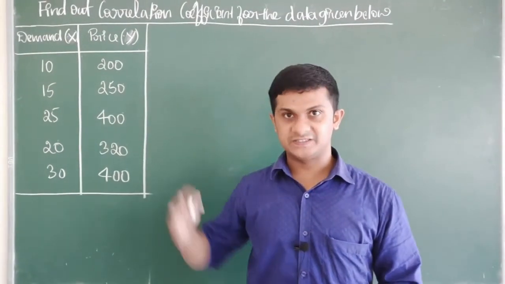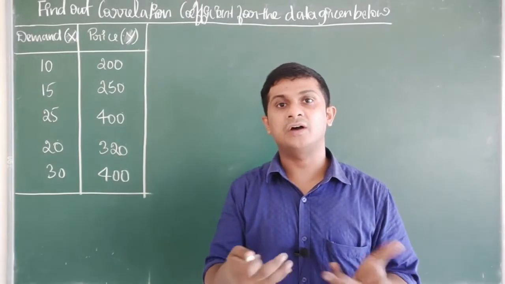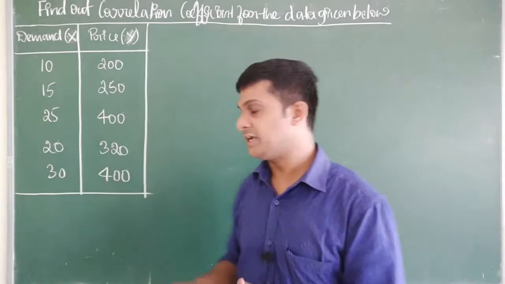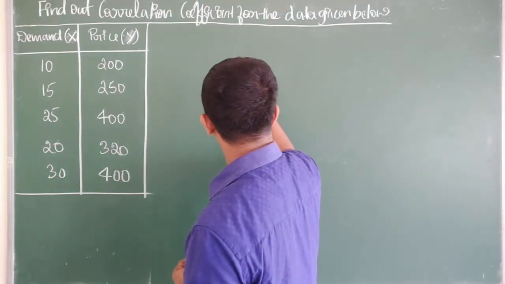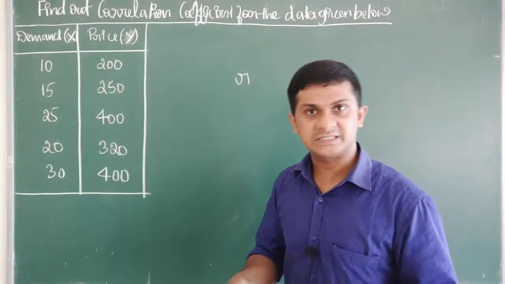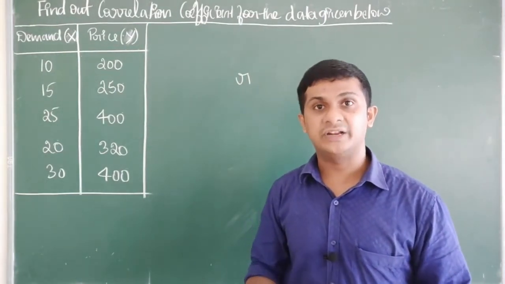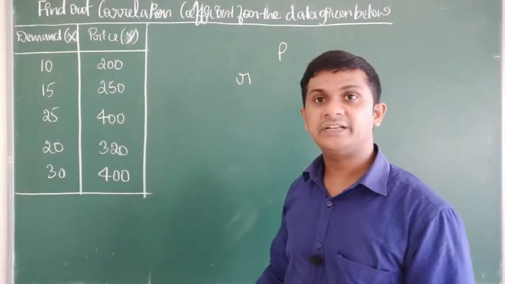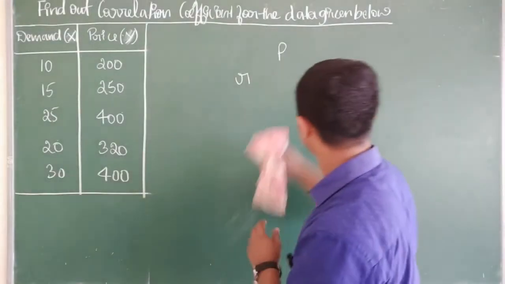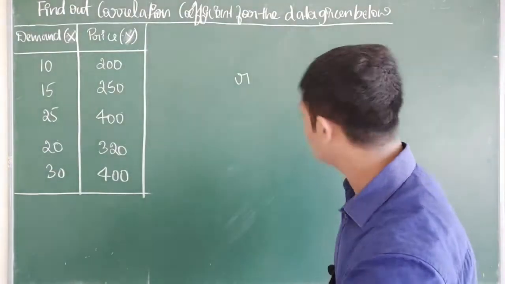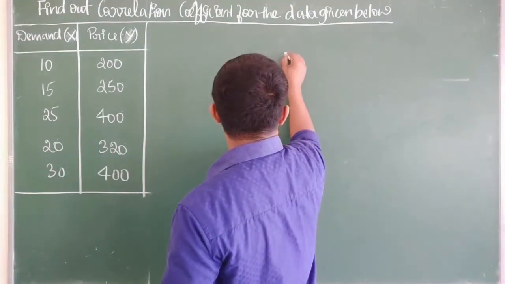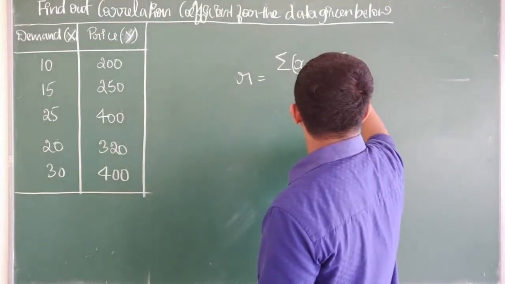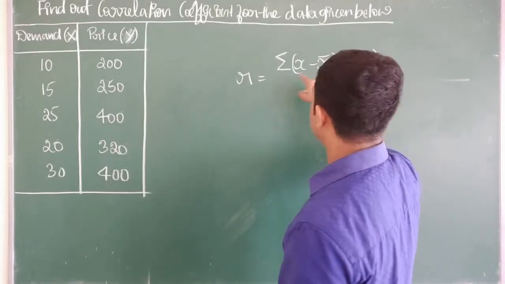Before discussing what is given in the question, let me tell you how we can calculate the correlation coefficient using the actual mean method. So r is equal to, where r is used to calculate the sample correlation, whereas the Greek letter rho is used for the population correlation coefficient. So r is equal to sigma (x minus x bar) into (y minus y bar). This is our numerator.